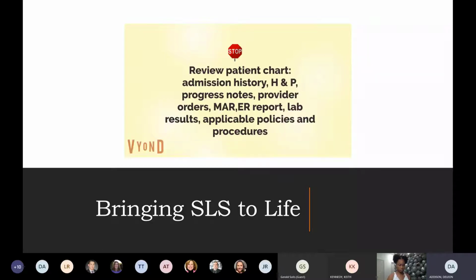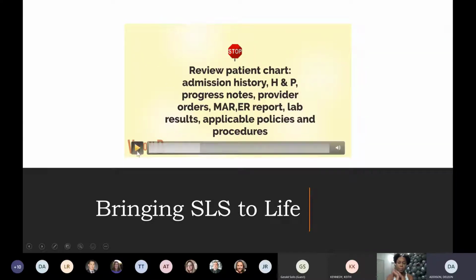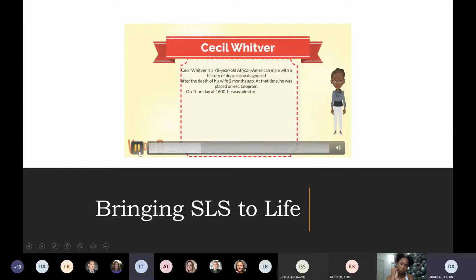These stop signs are throughout the animation, and this is where the critical thinking comes in. There's a chart that the students go in and look at, and they have to review the patient chart. They have to look at all these sections, and then we come back and talk about it as a group. They're able to ask questions. We discuss what they found in the chart and how they can use that information to take care of their patient. Then they're shown a little bit more.